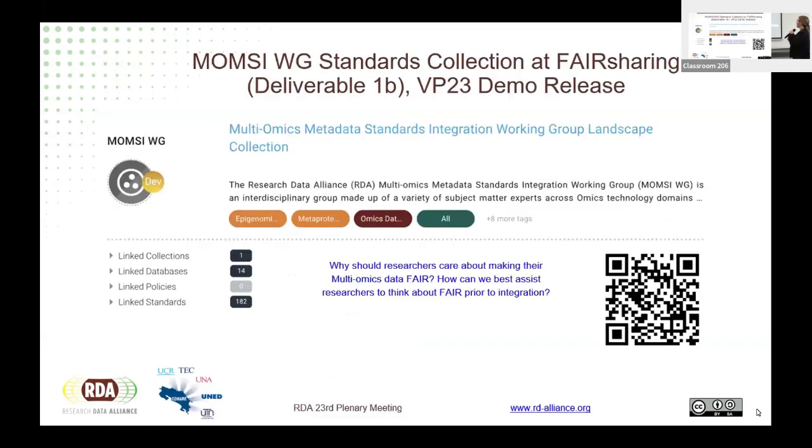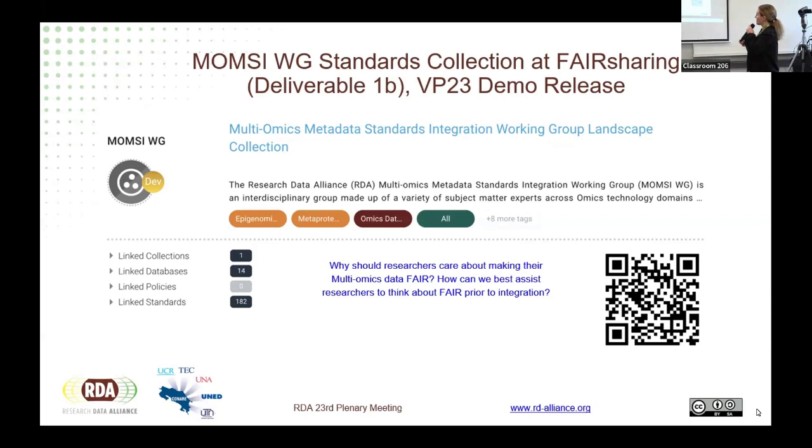So to our multi-omics collection. This is the next stage, our deliverable 2 coming from 1A. This is a demo release. Special thank you to Allyson Lister and the governance team at FAIRsharing. They helped populate and export most, if not all, of those in our landscape Google Sheet into the collection. So right now we have 182 linked standards across the different domains. And they also link into different databases, and there are also a couple of collections.